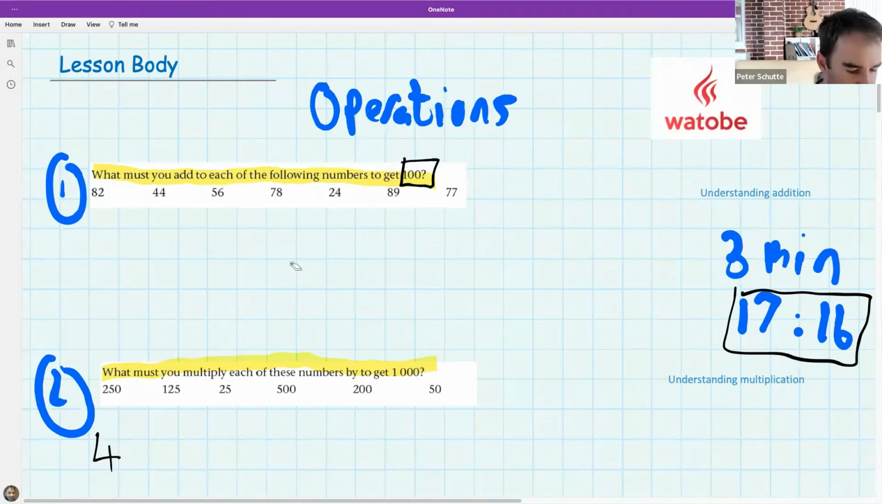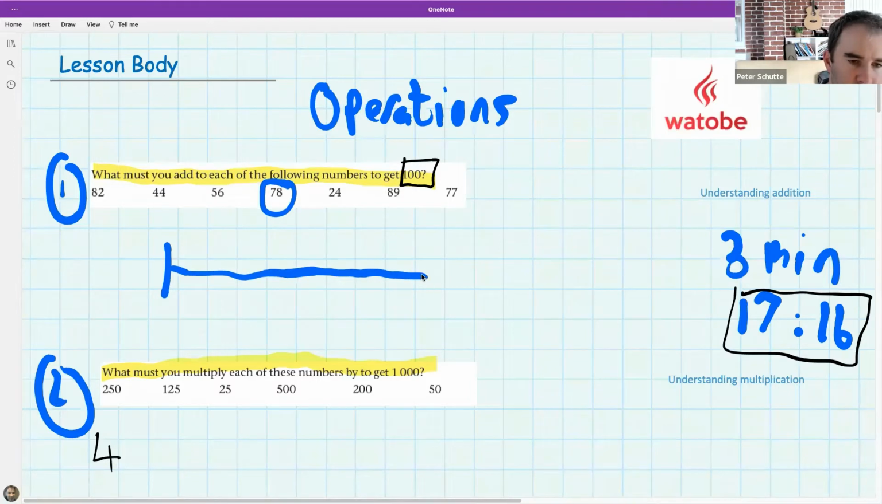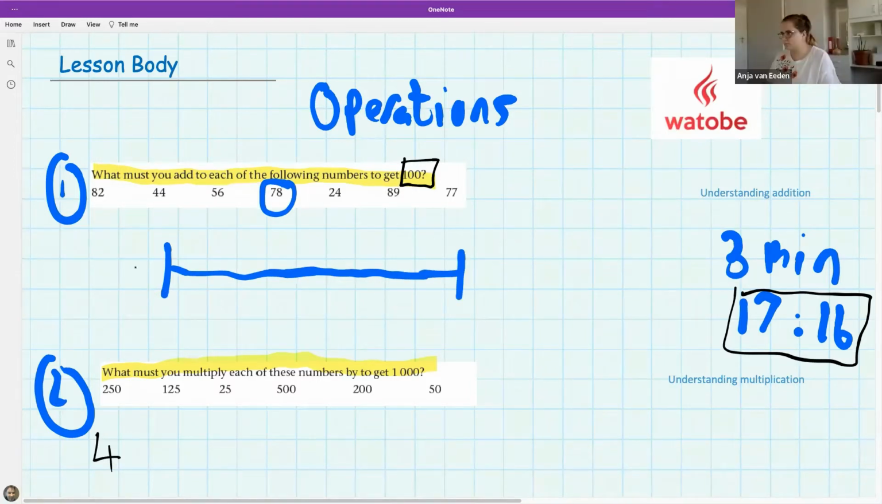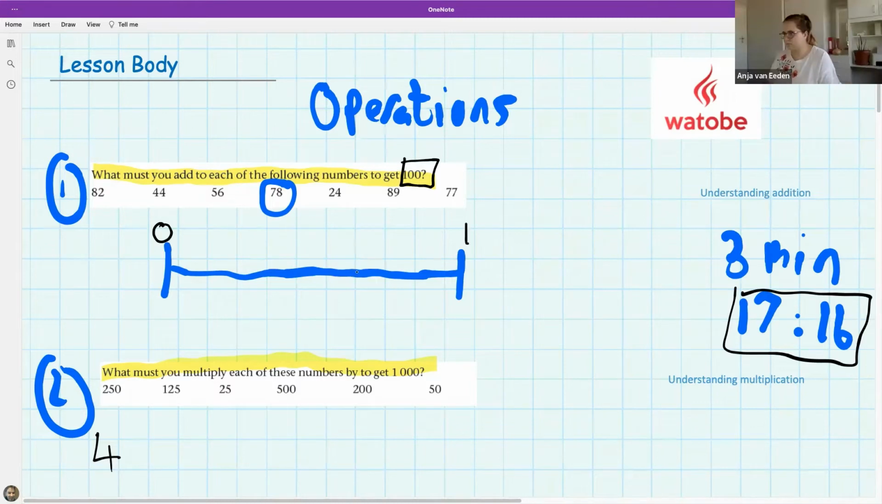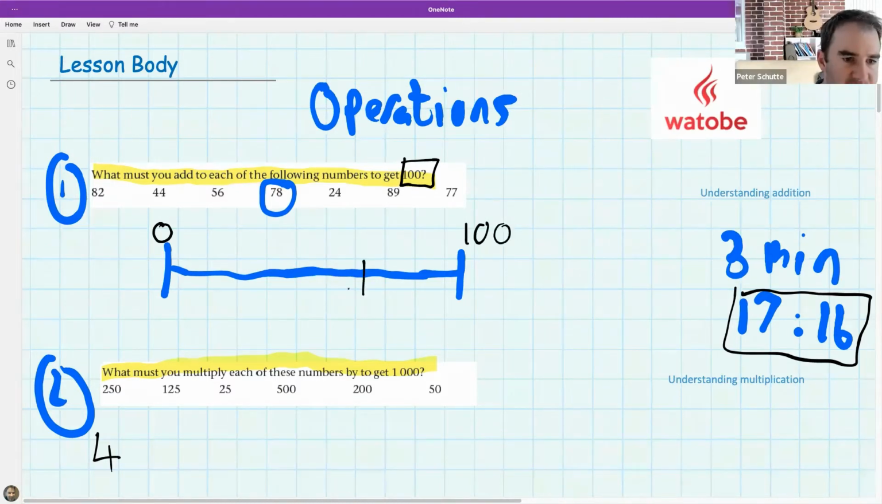So all I'm going to do is take the number 78. If we think of a number line, and we think of this being 0 and this being 100, the number 78 is going to be about here. I'm asking in this question, what do I need to add to 78 to get to 100? How big is this bit over here?